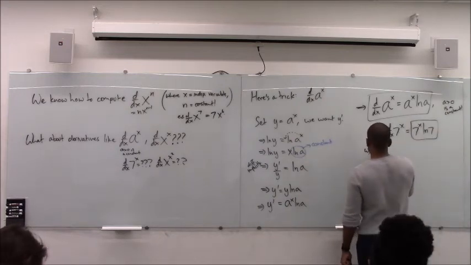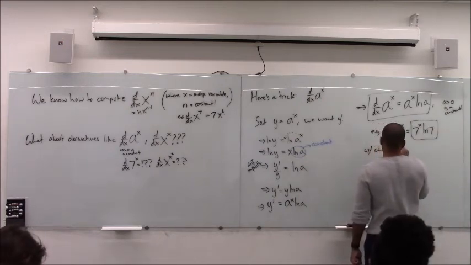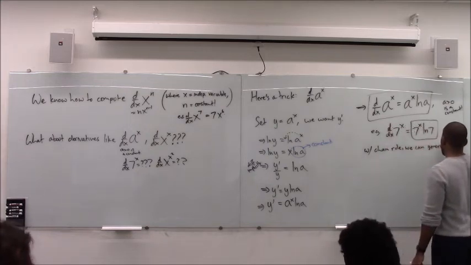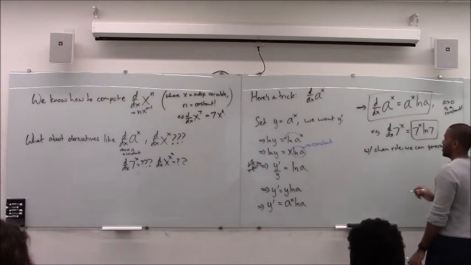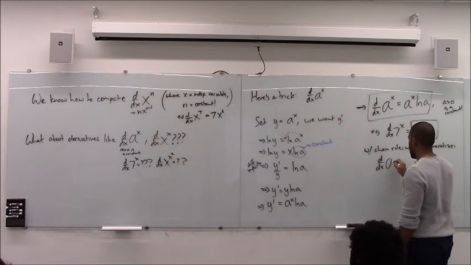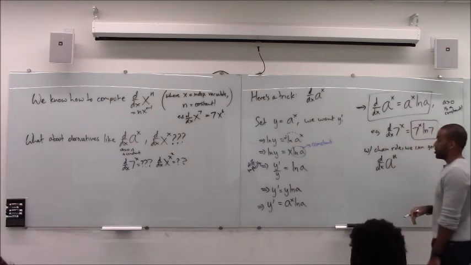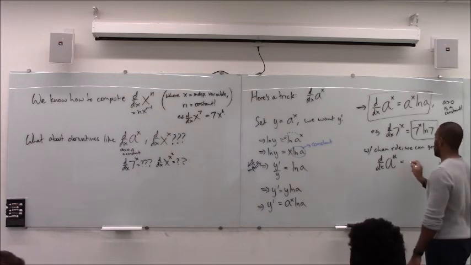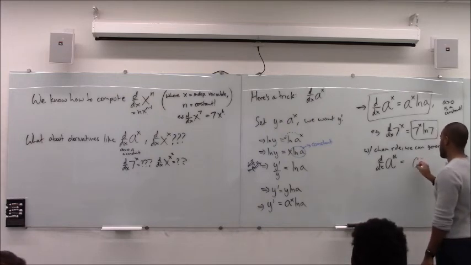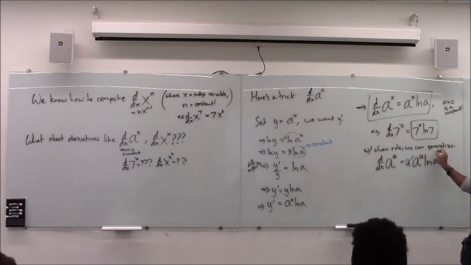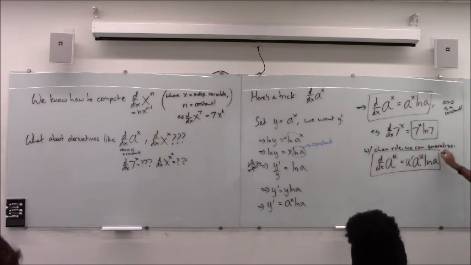Of course, with chain rule, we can generalize. So if I'm taking the derivative with respect to x of a to the u, right? So it's not just an x up there, it's some function. Then the chain rule says, differentiate the outer function and multiply by the derivative of the inner function. So that's the chain rule version of the rule.